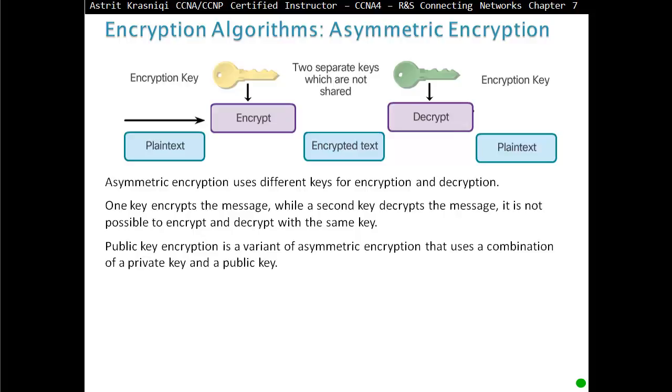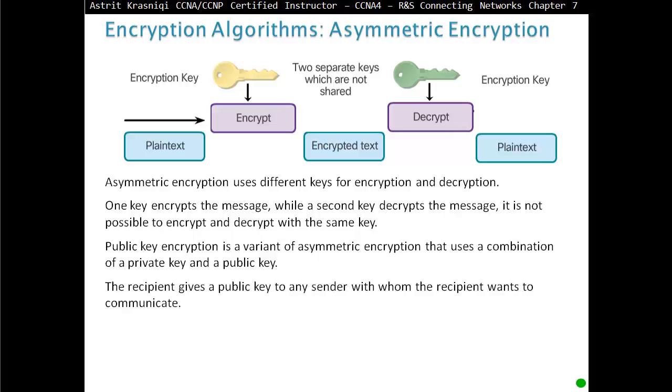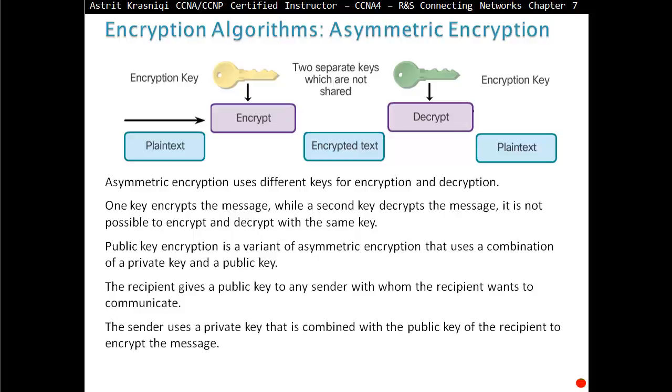Public key encryption is a variant of asymmetric encryption. They use a combination of a public and a private key. The recipient gives the public key to any sender with whom the recipient wants to communicate. The sender uses a private key that is combined with the public key of the recipient to encrypt the message.